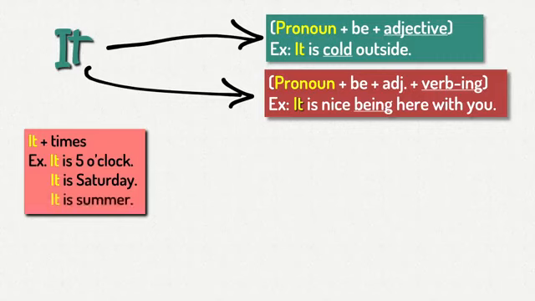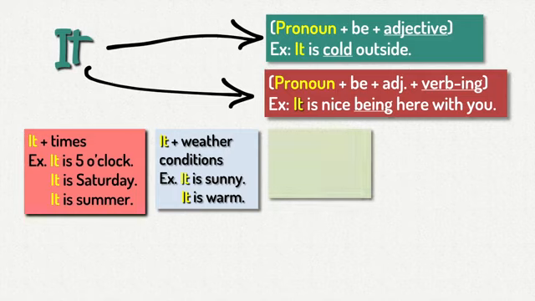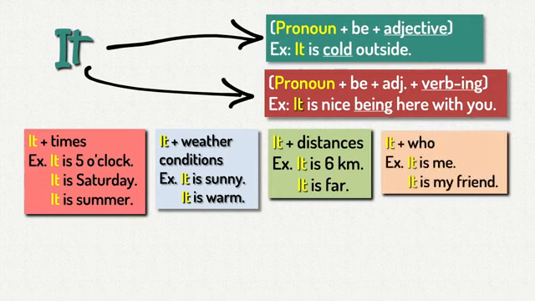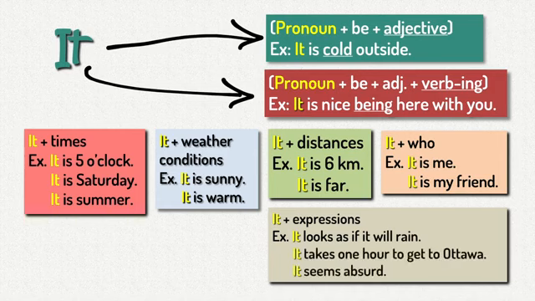So it can also be used with times, like in these examples. It is 5 o'clock. It is Saturday. It can also be used for weather conditions, like it is sunny. It is warm. It is also used with distances. It is 6 kilometers. It is far. It can also be used with who. For example, on the phone, it is me. It is my friend.